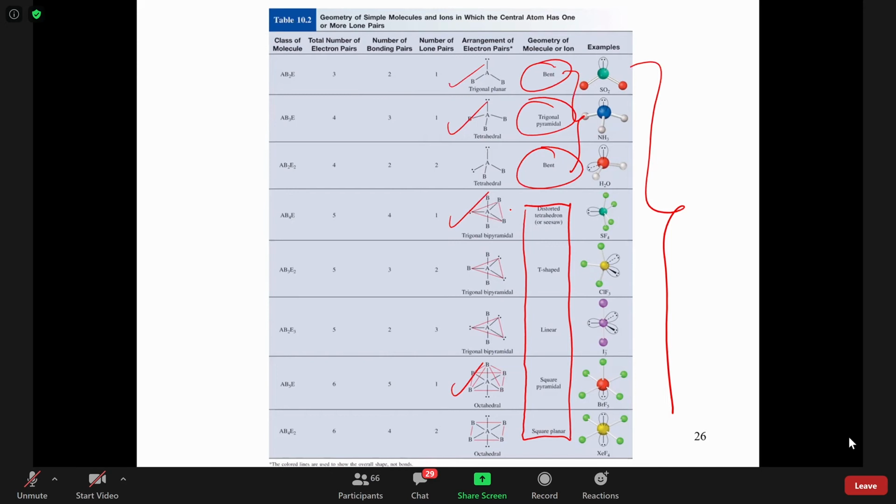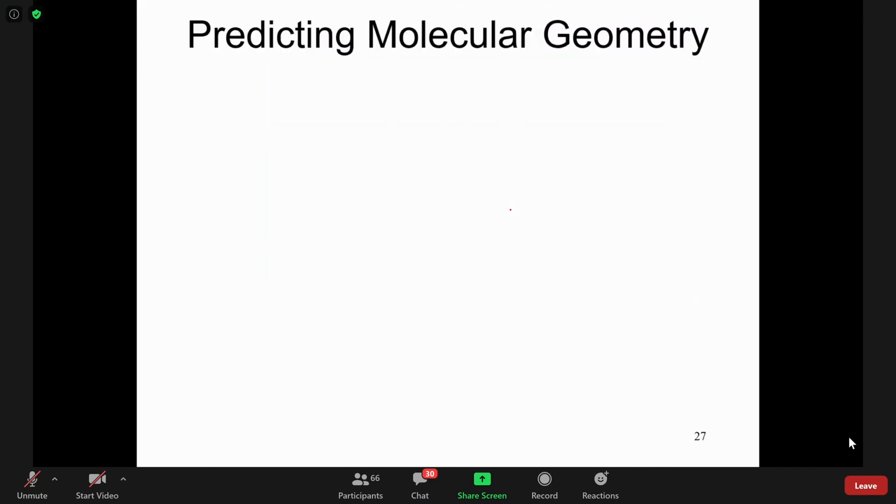Now the question is, how are you going to use this in a problem-based setting? If I ask you to develop the electron pair geometry and the molecular geometry for a molecule like ammonia and ask you to comment on the bond angles, how are you supposed to tackle that? So now that's exactly what we're going to do. We're going to work on how we can predict molecular geometry given some compound.